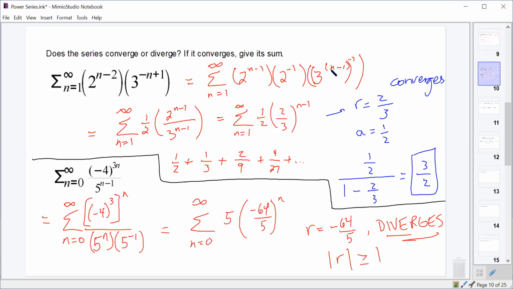Okay. So you'll have one assignment tonight that is solely based on this: taking a geometric series and determining whether it converges or diverges and finding the sum if it converges. So it's one thing that you'll be doing tonight.